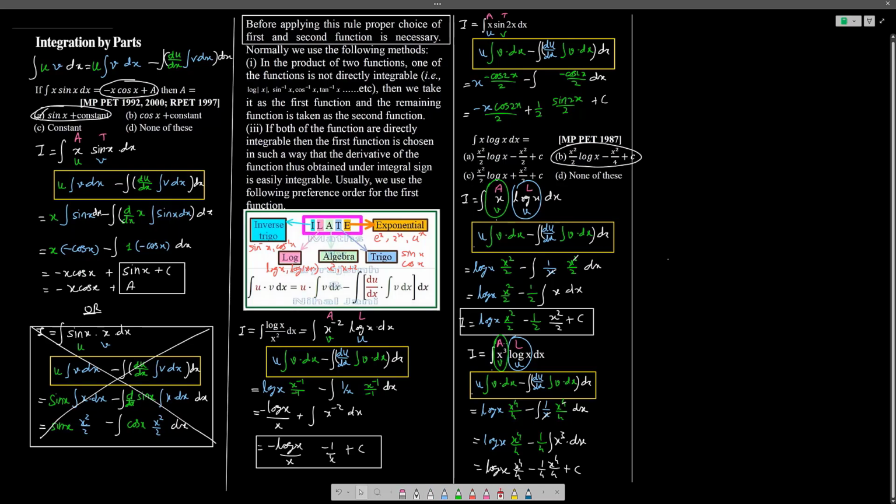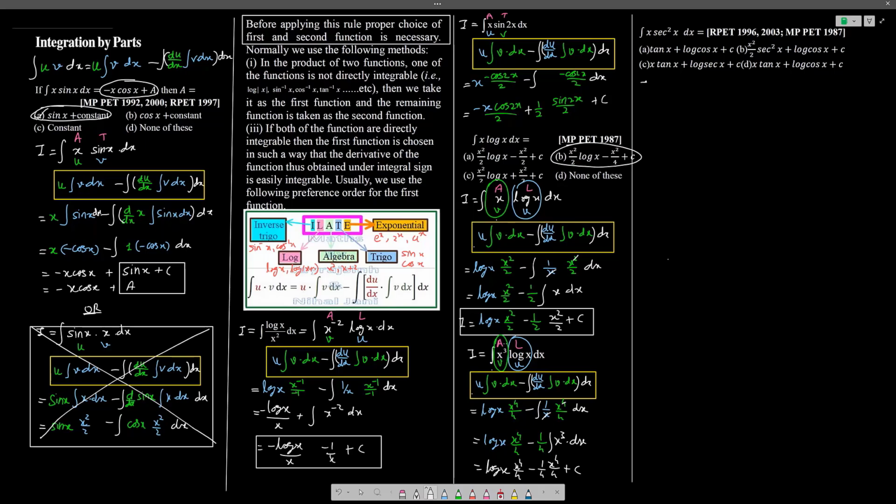So question number 12 is from our textbook now. Here we have to integrate x sec square x. Tell me, identify the function. What type is x? Algebraic, and sec square x is trigonometric. So which comes first? Algebra comes first. So algebra will be selected as u and the trigonometric term will be selected as v.